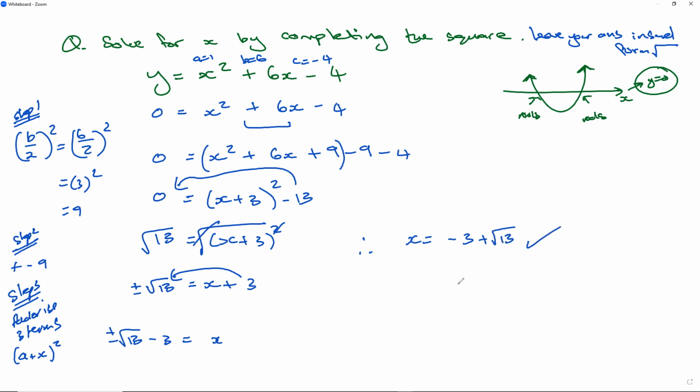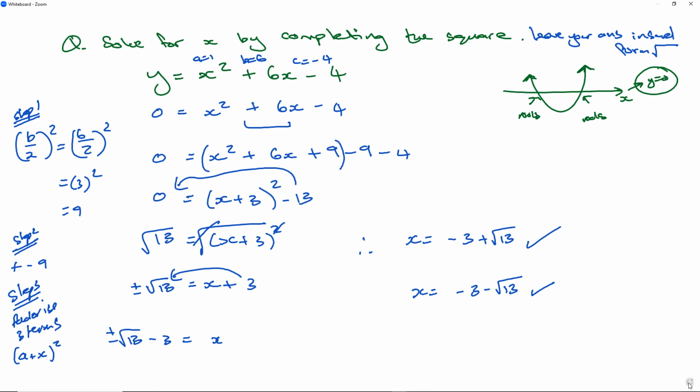So we leave the root, we're not going to put it into a calculator. If we do put it into a calculator, we can round it to 3 significant figures. Sometimes it'll state that, round to 3 significant figures. So x equals to negative 3 minus root 13, which is my second answer for x over there. All right. The last part, solving for x. You can call it step 4, or you can just remember it.